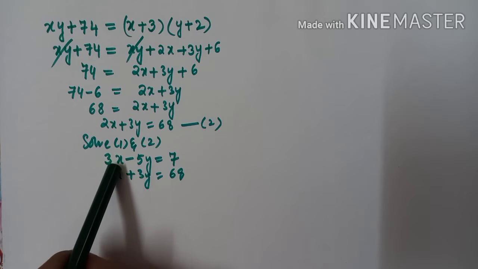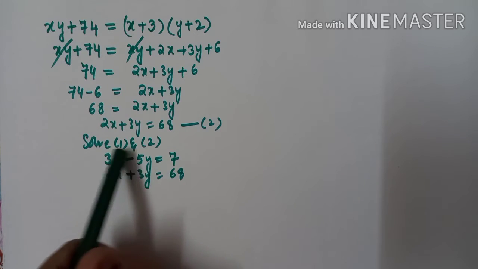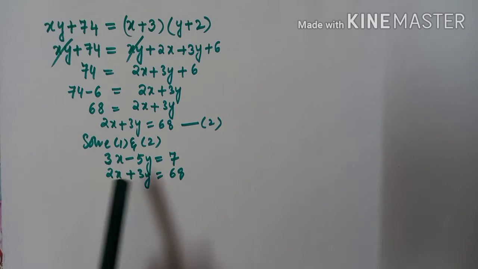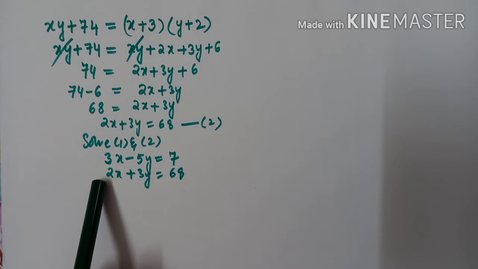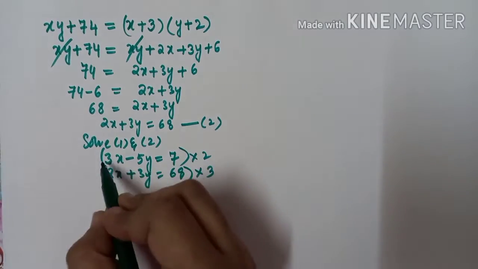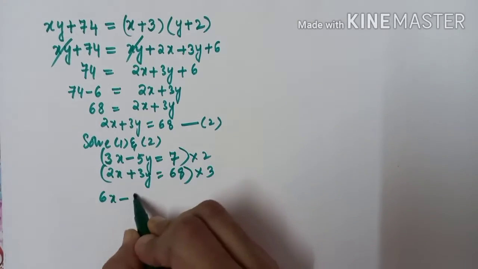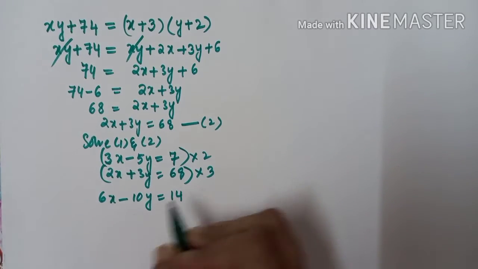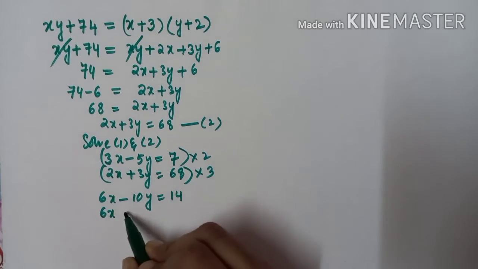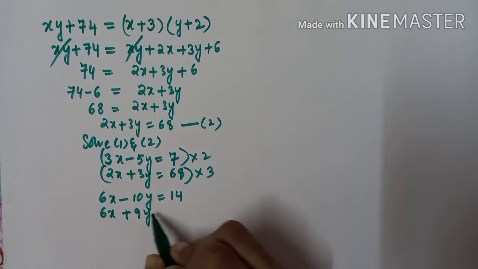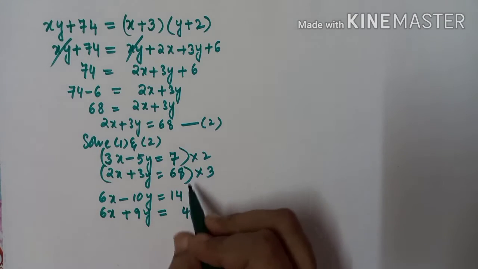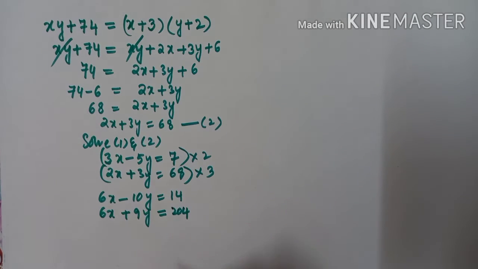Now let us eliminate x. So what to do? You need to multiply this equation by 2 and this equation by 3, so that 3 2s will be 6x, then 2 3s will be 6x. So 6x we can just cancel. So here into 2 we will do and into 3 we will do. So 3 2s are 6x minus 5 2s are 10y equals 7 2s are 14. Now next one is 2 3s are 6x plus 3 3s are 9y equals 68 into 3. 8 3s are 24, then 18, 19, 20. So 204 you will get.